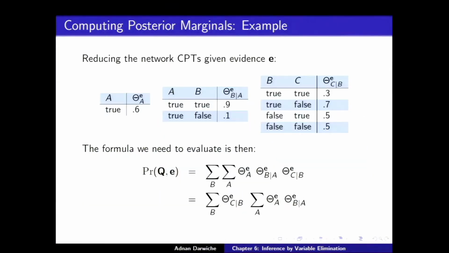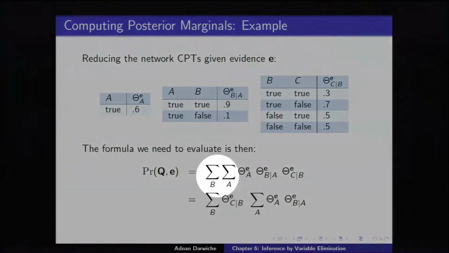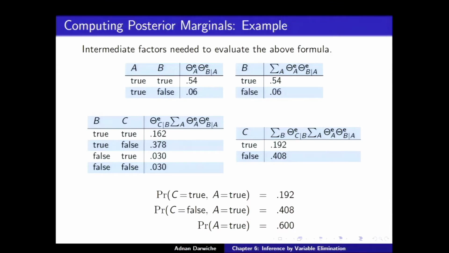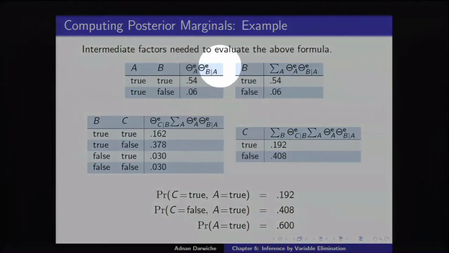Here are the factors after they've been reduced. Look at this guy. Lost one of its rows. This guy lost two, and this guy stayed as is. We've seen how this works. I'm doing this. I'm summing out A, then B. And look what the difference is now. I'm working with the reduced guys. We've done this before, right? And here it is. Here are all of the intermediate factors. Multiply, sum out, multiply again, sum out again.